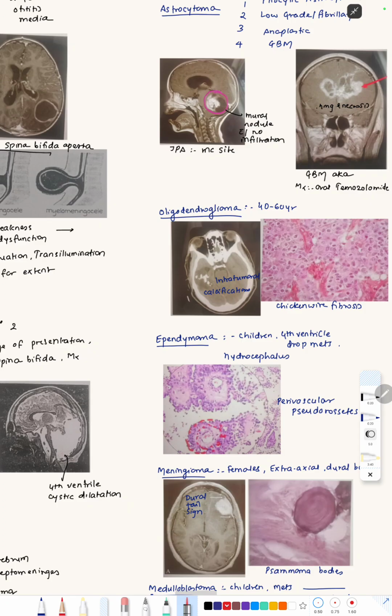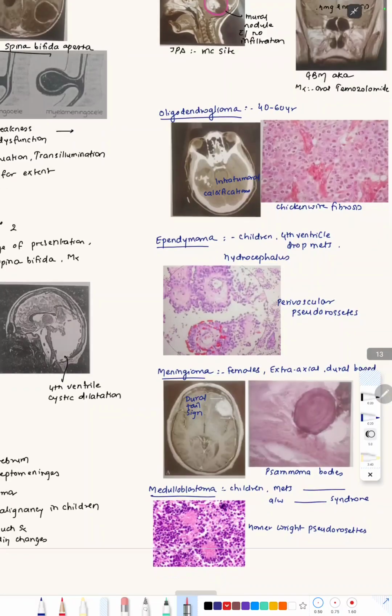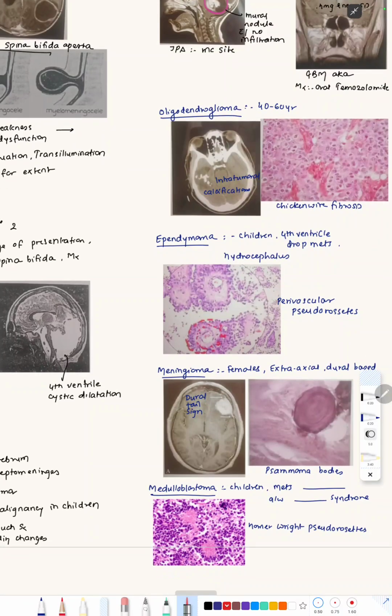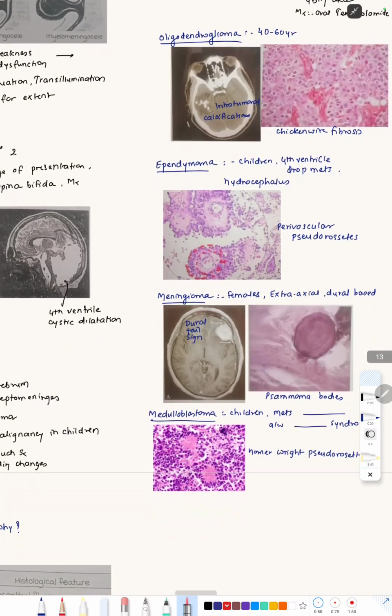It is also called a butterfly tumor. Management is again surgery, radiotherapy and so on, and management is by oral temozolomide. Then oligodendroglioma. Oligodendroglioma is generally seen in the 40 to 60-year-old population. Here you can see multiple calcifications, which is called intratumoral calcification. Then chicken wire blood vessels, fibrosis, and calcification are seen.